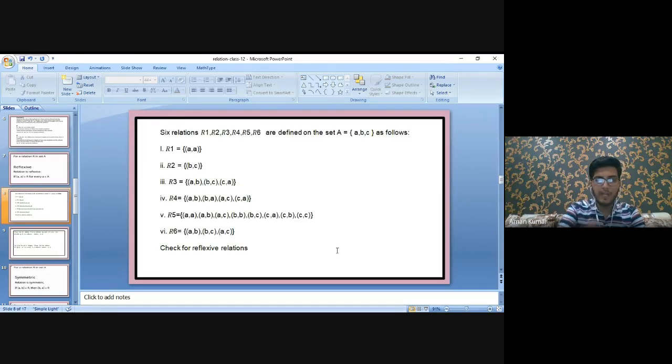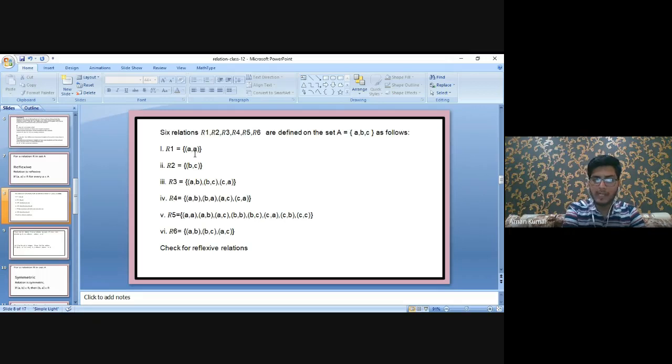Next, we are going to study the next type of relation. First of all, we have some examples for the relations. 6 relations are there. R1 is given as only the ordered pair (A, A), and our set A is {A, B, C}. Now relation 1 is only the ordered pair of A.